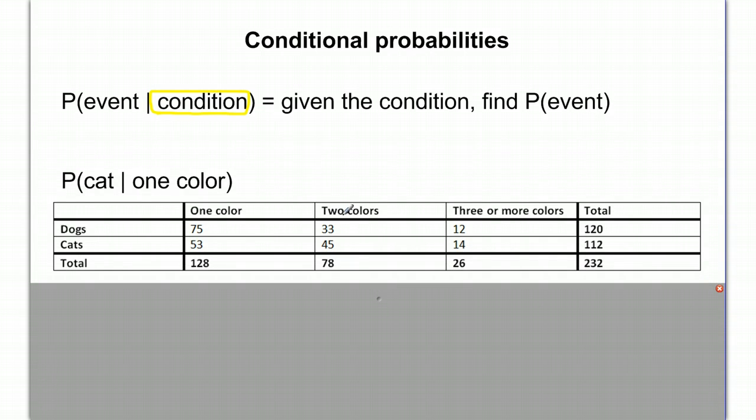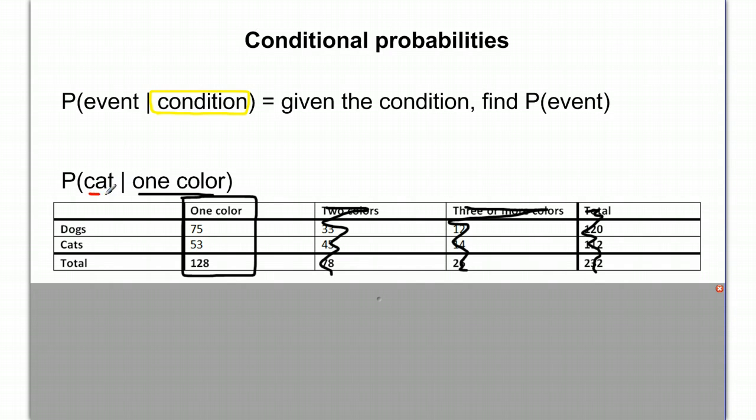For example, this one reads the probability of a cat given that it is one color. So when it is given that it is one color, I find that it's easier to start there and get rid of all the things I'm not interested in. I don't care about 2-color cats or 3-color cats or cats of all numbers of colors. It has to be exactly one color, which means that I'm only going to be looking at this column right here.